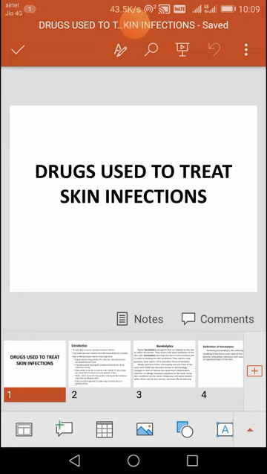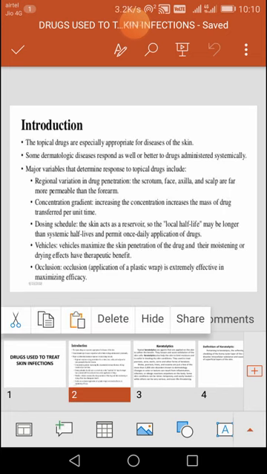So this is one more topic in pharmacology, that is the 10th chapter. One topic we completed, that is drugs used to treat eye disorders or eye diseases. Okay. So this is another topic on drugs used to treat skin infections. First we will see the introduction.